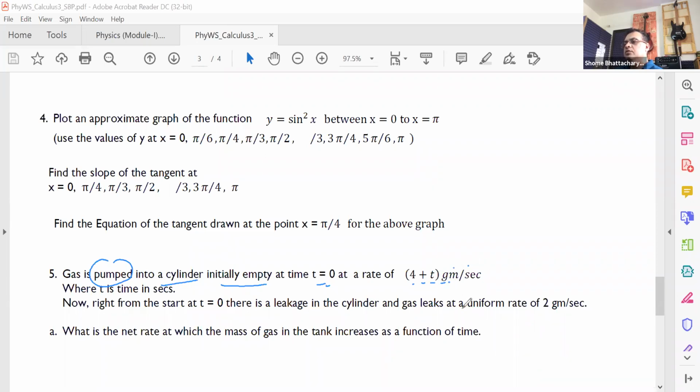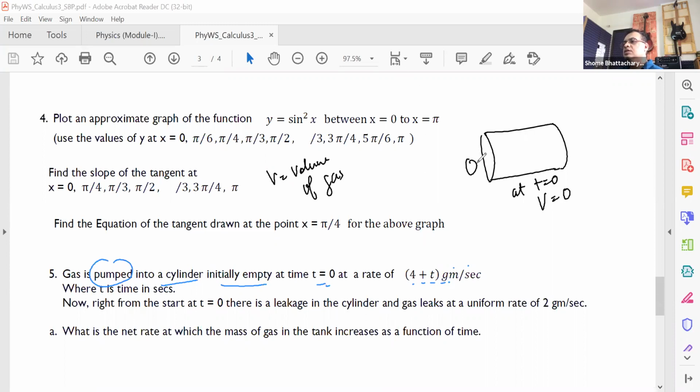So this is a mass rate. Okay, so let's say this is our cylinder. Now at t equal to 0, the volume of gas is 0. V is volume of gas, but then we start pumping in gas. So let's say there's a gas pump through which we are pumping in gas from somewhere. So gas is pumping in, and also there is a leakage simultaneously. Okay. From the beginning only there's a leakage also.